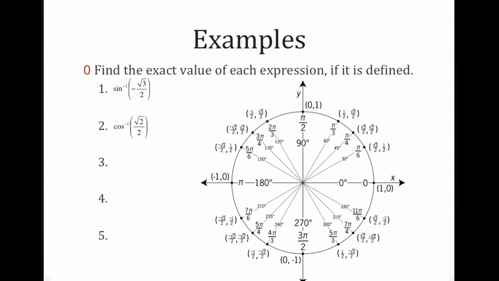The inverse cosine of radical 2 over 2. Instead of reading it that way, I like to read it as: what angle has a cosine of radical 2 over 2? Now I know to look right here and I can say, well, that must be pi over 4.